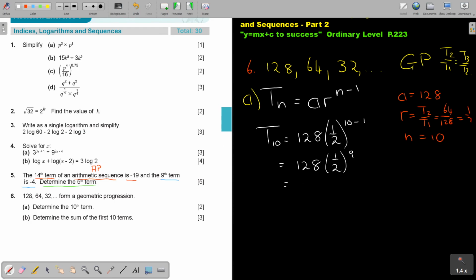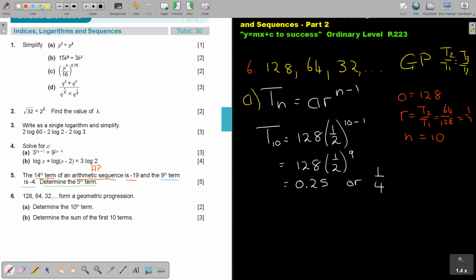You can work it out on the calculator. I don't even think you have to work it with indices. I just want to do it with the calculator. So make a bracket, say 0.5, close the bracket. I prefer to press that first, to the power 9 equals, multiply 128 equals. And I get 0.25, but if somebody is getting a quarter, you are also correct.